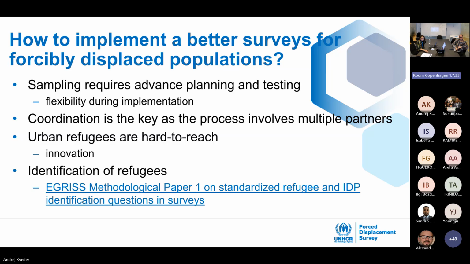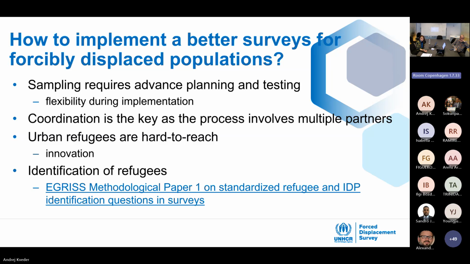The third point is always about urban refugees. They are really hard to reach. It's much harder than reaching refugees in the camps, because urban refugees are very spread through the city. Sometimes they're not registered. So it really requires innovation, and that's where it gets interesting for statisticians like us: finding new ways to define urban refugees and to get to know about their living conditions.